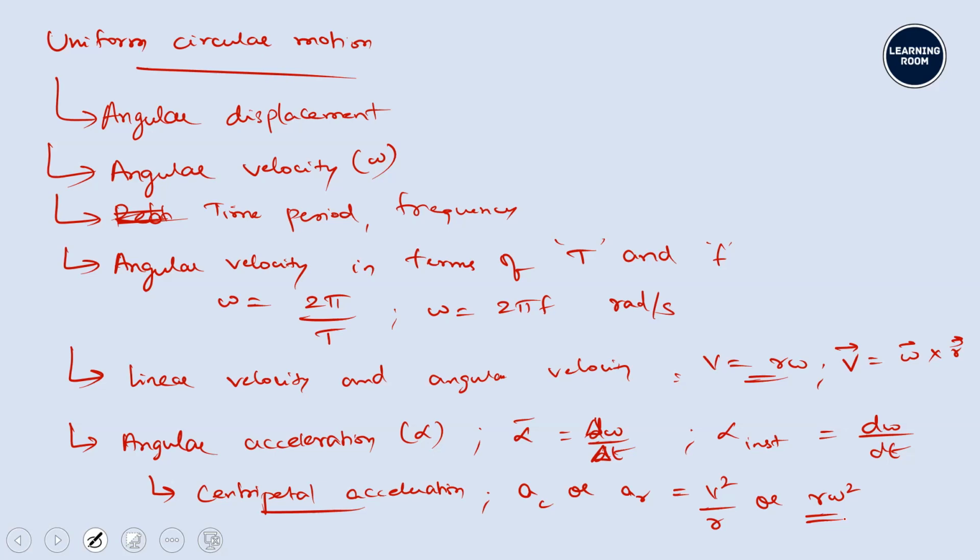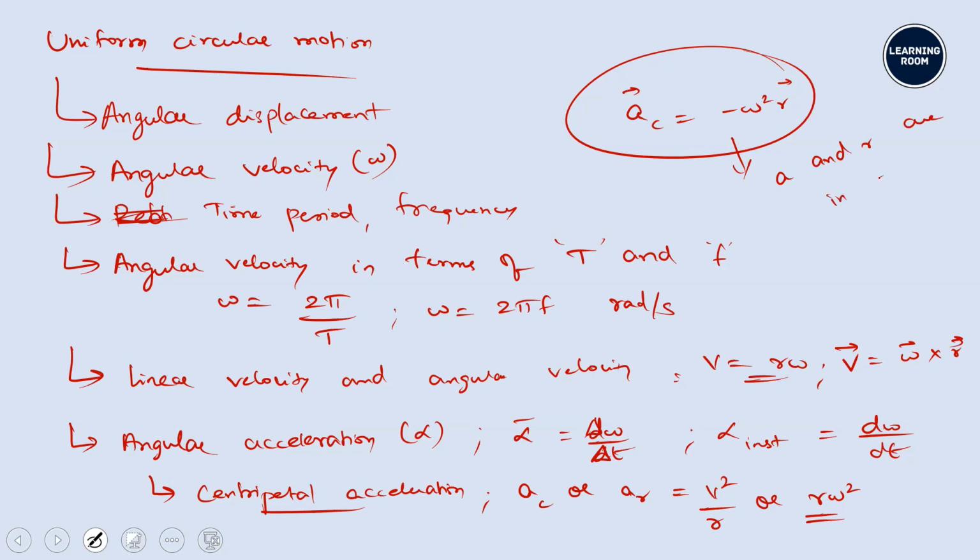So if you observe, we got the final expression as AC is equal to minus omega square R. So what does the minus sign indicate? That acceleration and R are in opposite direction. So if the radial vector is in this direction, acceleration is in the opposite direction. It is always directed towards the center. Is there any doubt to this step?